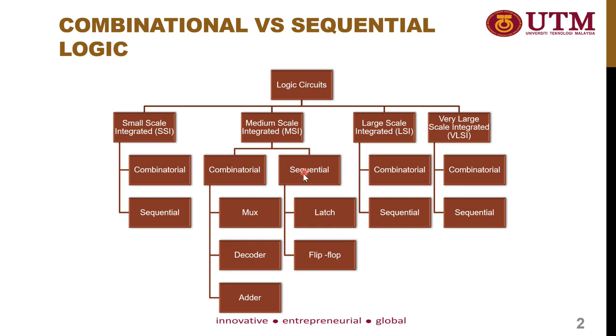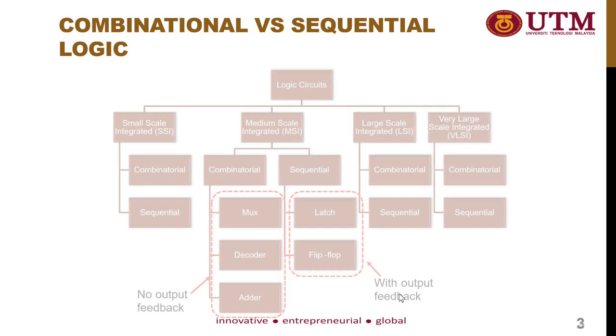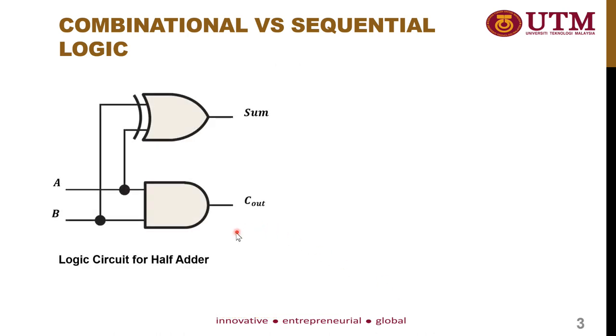For a combinatorial circuit, there is no feedback from the output. But for a sequential circuit, we have a feedback from the output, which is given back to the input. This is an example of the logic circuit for a half adder. As you see here, the half adder has two inputs, which are A and B, and two outputs, which are sum and Cout.